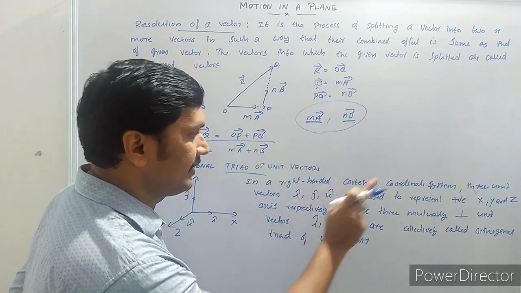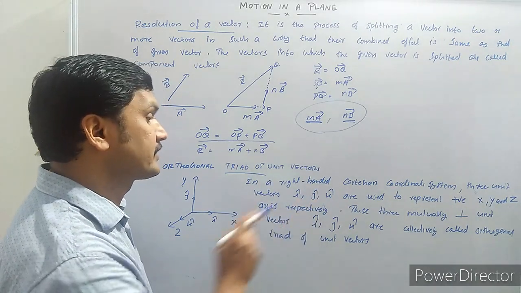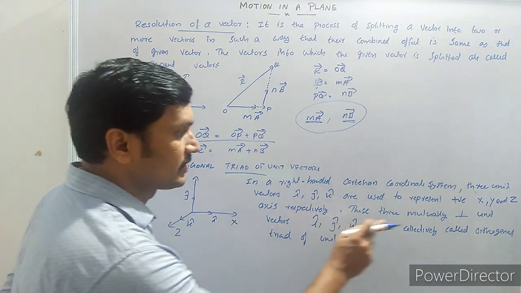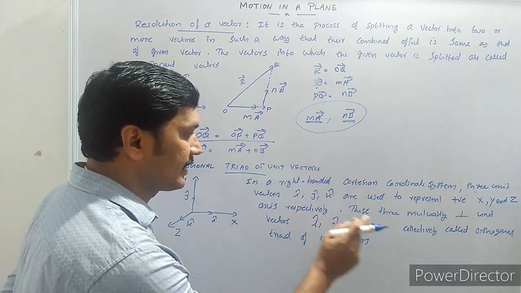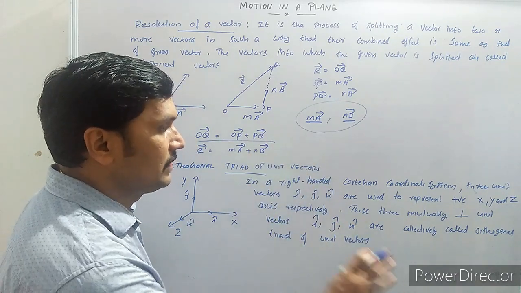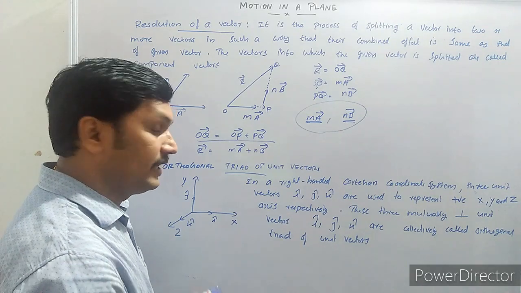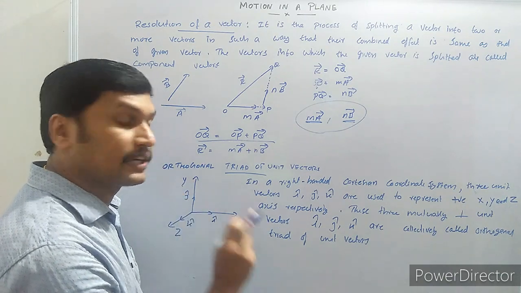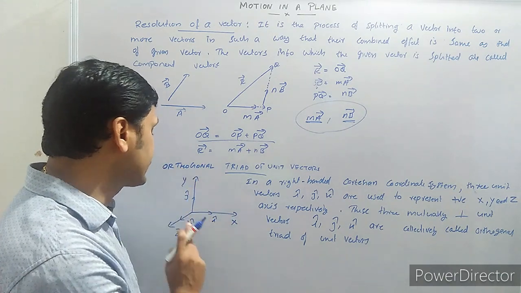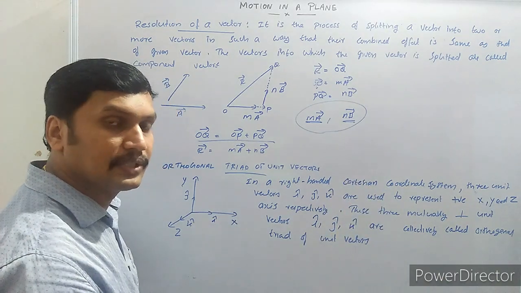So i, j, k are used to represent the positive x, y, z axes respectively. These three mutually perpendicular unit vectors i, j, k are collectively called the orthogonal triad of unit vectors. They are the three unit vectors along the positive direction of the x, y and z axes. Why do we introduce this orthogonal triad of unit vectors?